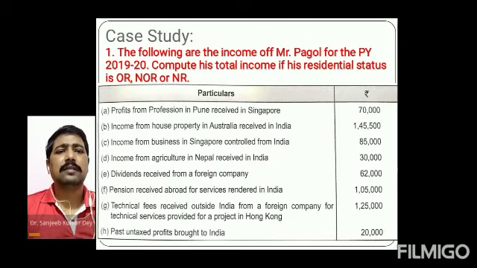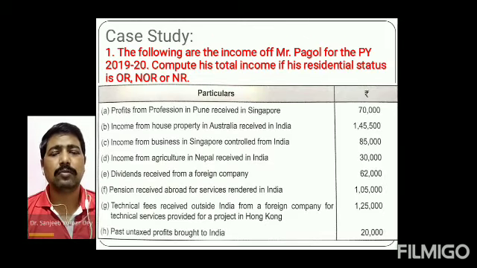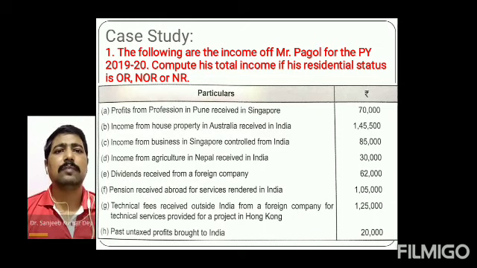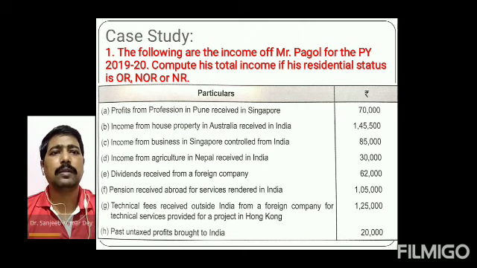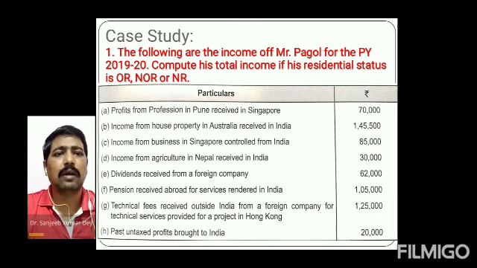Let us see a simple example so that we can understand the total concept of this incidence of tax. Mr. Pagal for the previous year 1920 reported the following incomes. Now, if his residential status is ordinary resident, not ordinary resident, and non-resident, then how much will be taxable or not? That we have to decide.